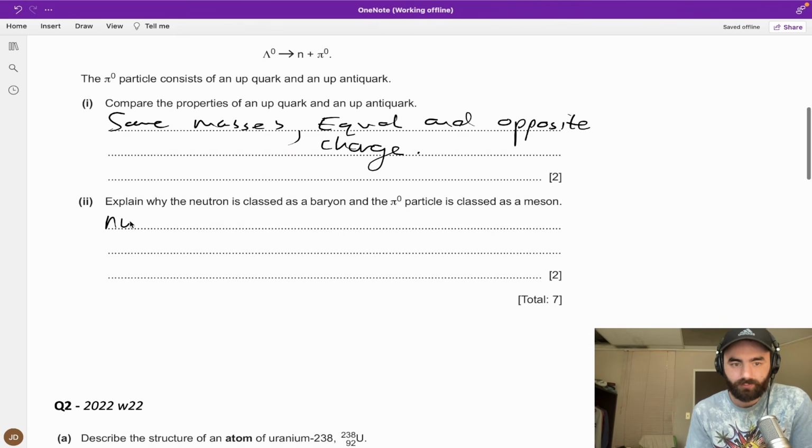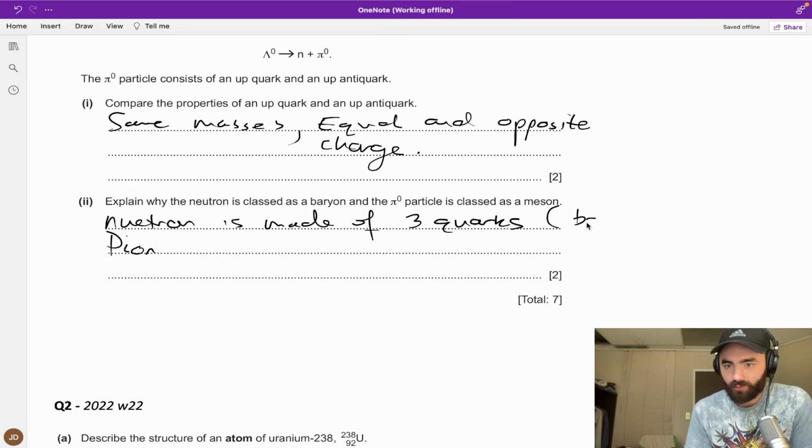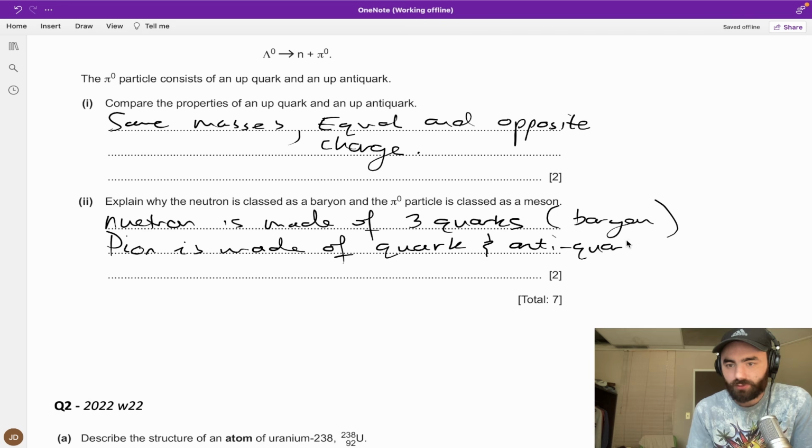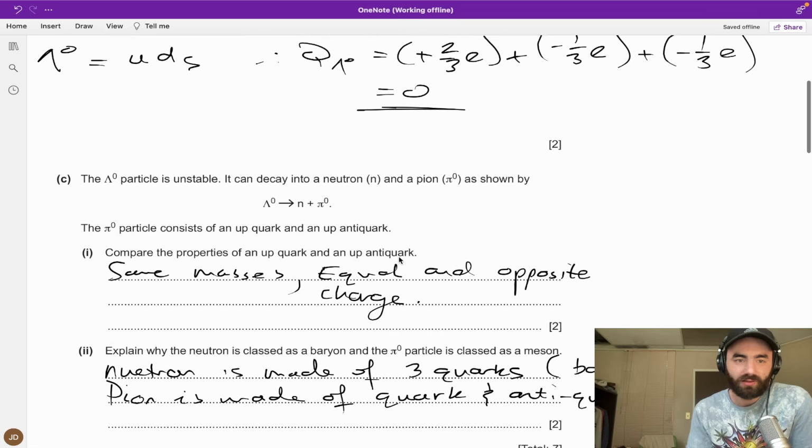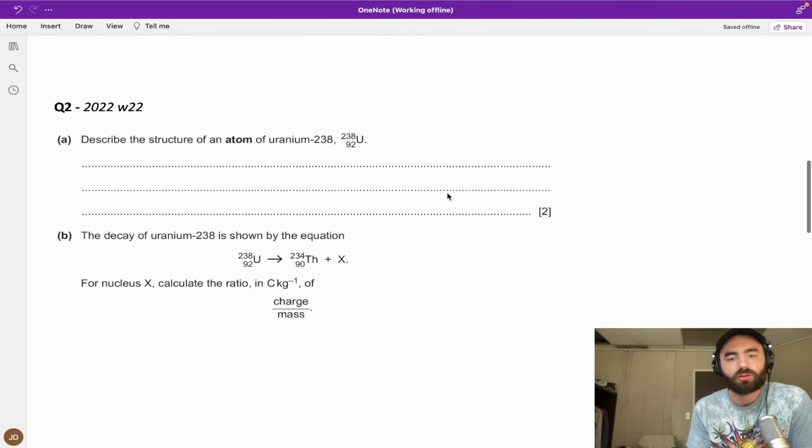You could say the neutron is made of three quarks, so that makes it a baryon, and the pion is made of a quark and an antiquark. So, I was looking through, the reason was not too difficult.